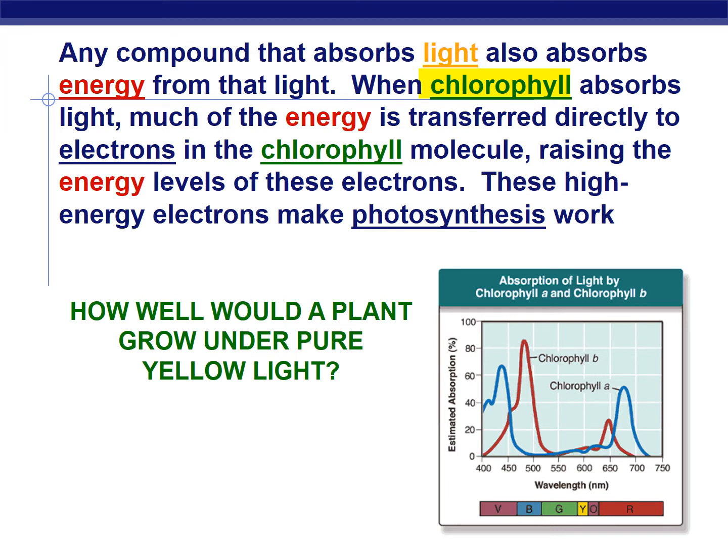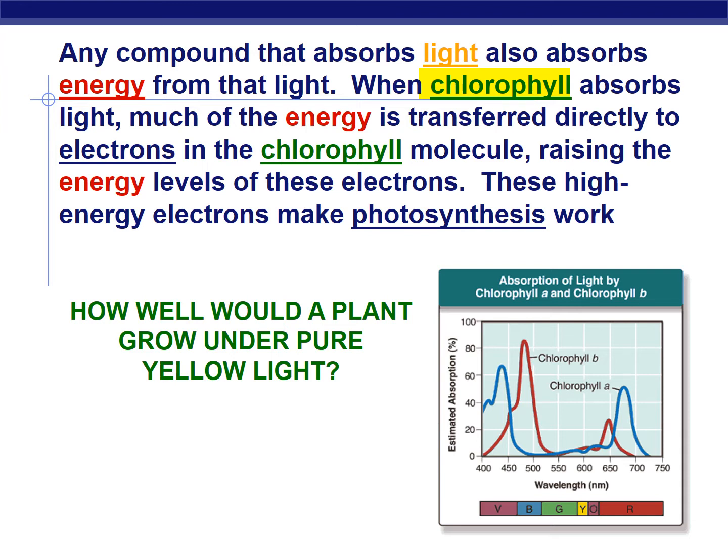So any compound that absorbs light is also going to absorb energy from that light. When chlorophyll absorbs light, much of that energy is transferred directly to the electrons that exist in chlorophyll molecules, raising the energy of these electrons. These electrons start moving a little bit faster. And these high energy electrons can make photosynthesis work.